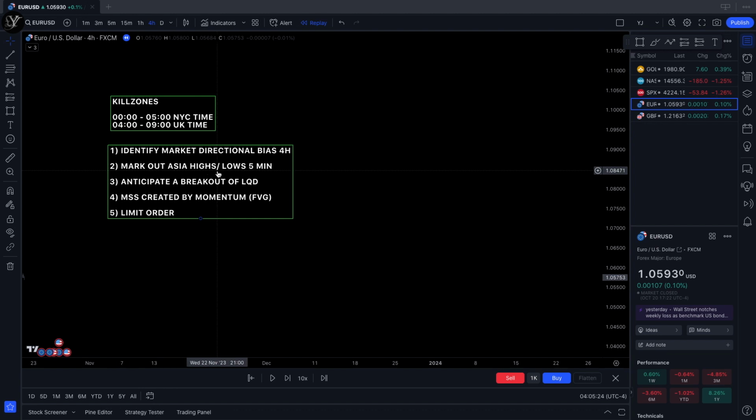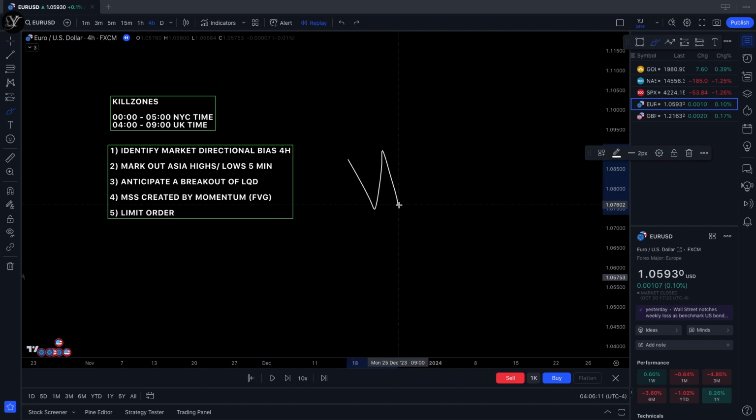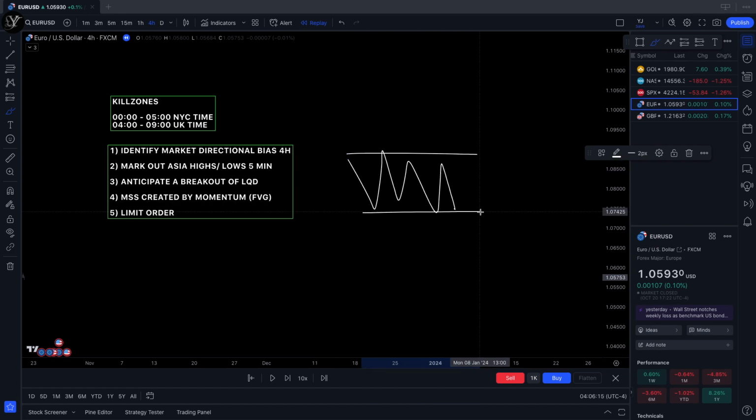Number 2, mark out Asian highs and Asian lows on the 5-minute. Now, of course, we're going to want to use our Asian range indicator here to help us do that with ease. Step 3 is to anticipate a breakout of liquidity. So let's just say this is our Asian range. We're going to mark out our highs and our lows. We're going to wait for either the buy side to get taken out, or we're going to wait for the sell side to get taken out.